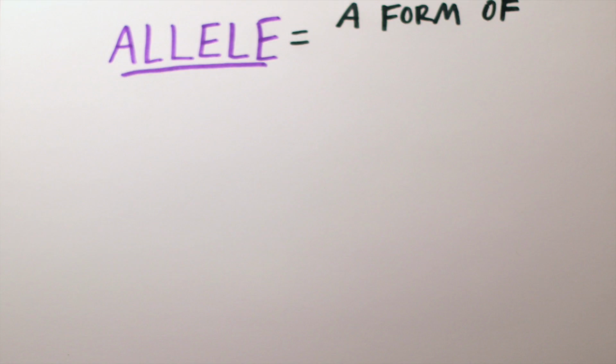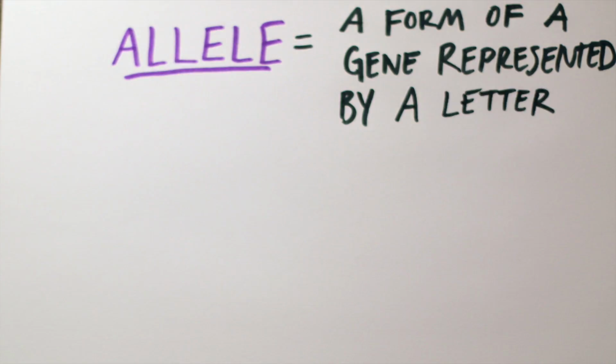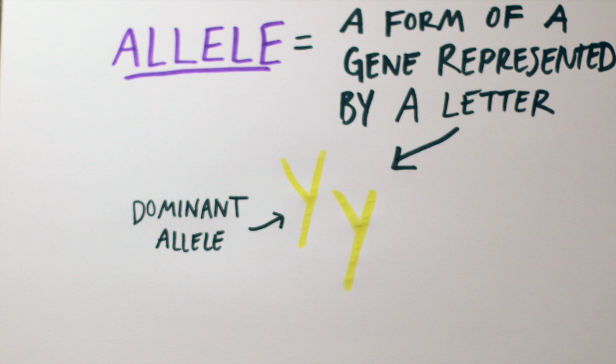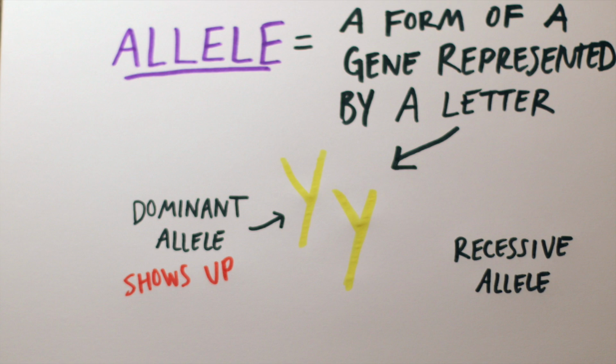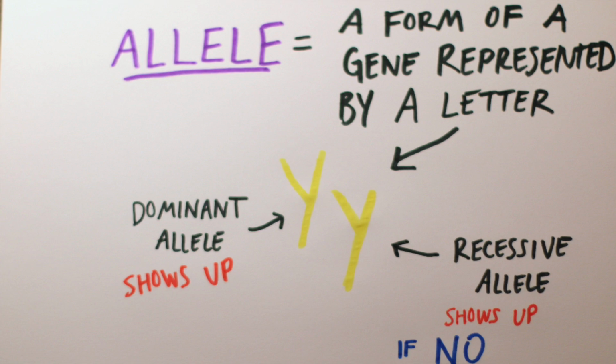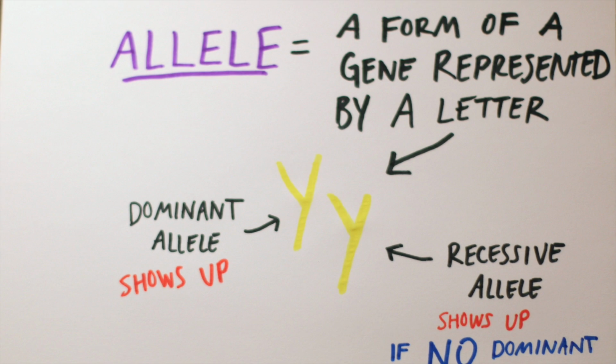Alleles, a form or variations of a gene, are represented by a letter, such as big Y and little y to represent a yellow pea. The dominant allele is represented by a capital letter, and this will be the allele that shows up. The recessive allele is the lowercase letter that will only show up if there's no dominant allele present.